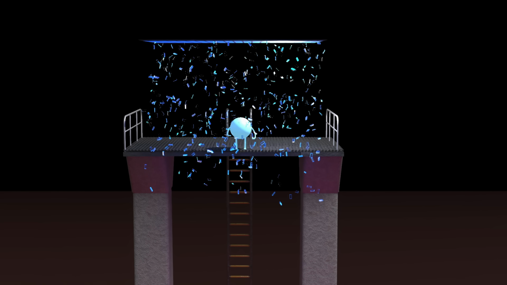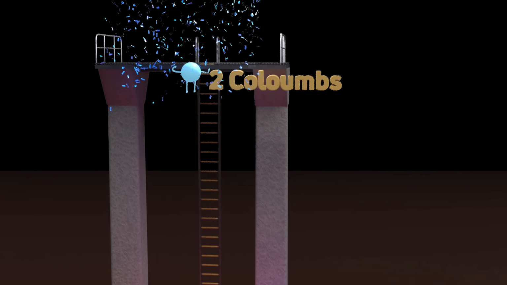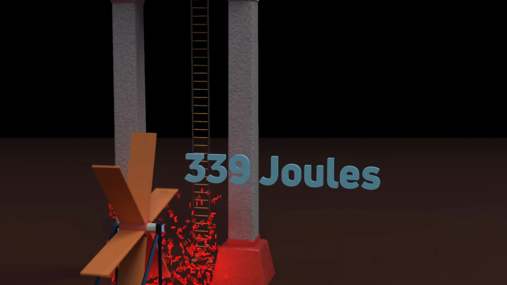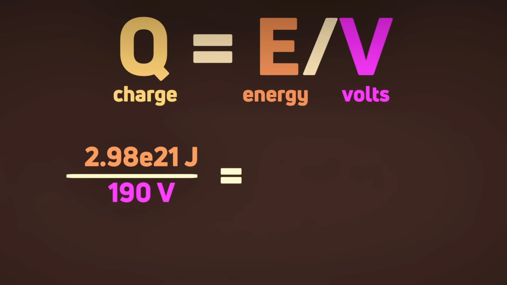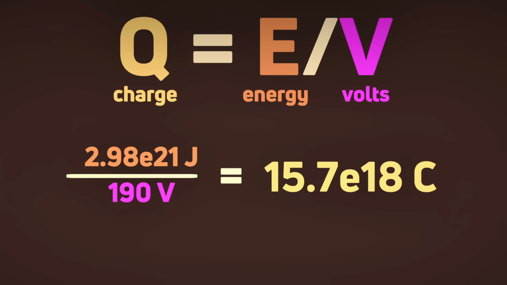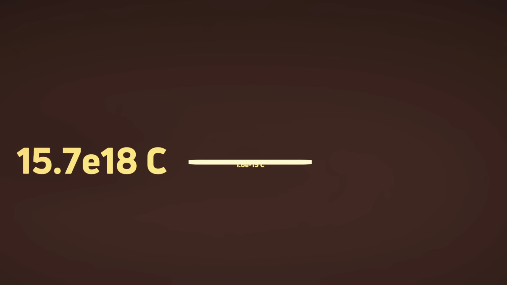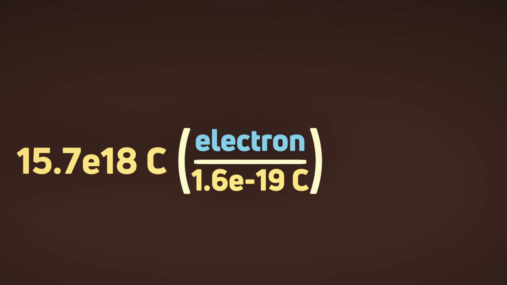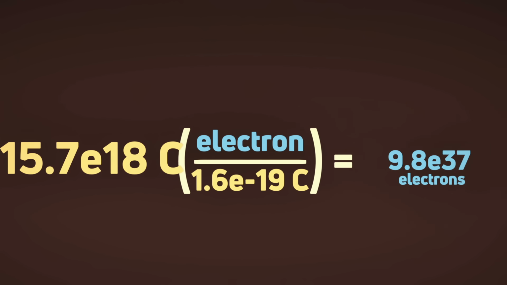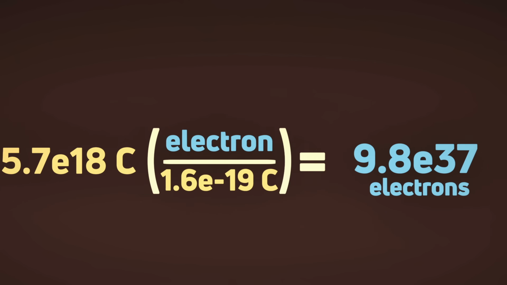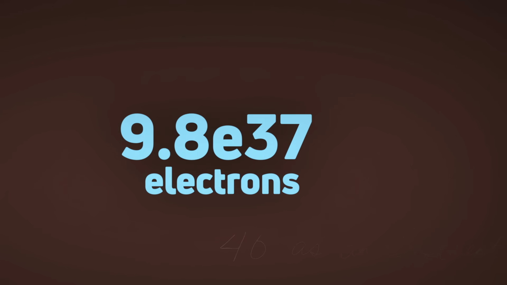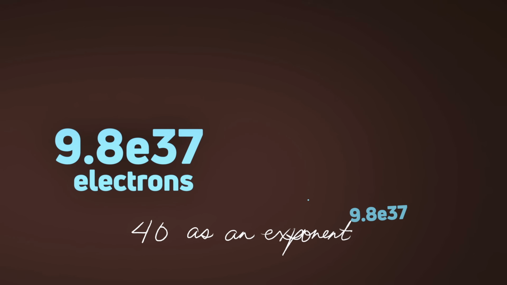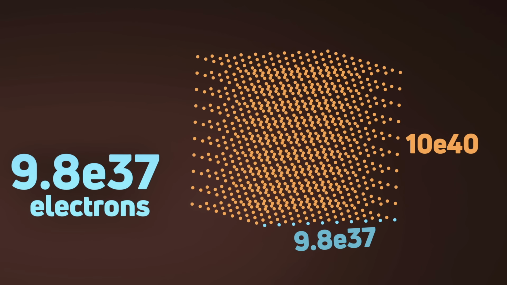The energy we can extract from our voltage field is simply the charge of the particle in coulombs times the voltage. But we don't know the charge, so we'll have to solve for that. Doing so gives us a charge of 15 million trillion coulombs. Now we simply have to divide this value by the charge of an electron to see how many electrons it takes to produce this charge. Shit. 9.8 times 10 to the 37th electrons. So close to that 40 exponent. Well, I guess not really, it's three orders of magnitude off, but you know, three numbers feels close to me.